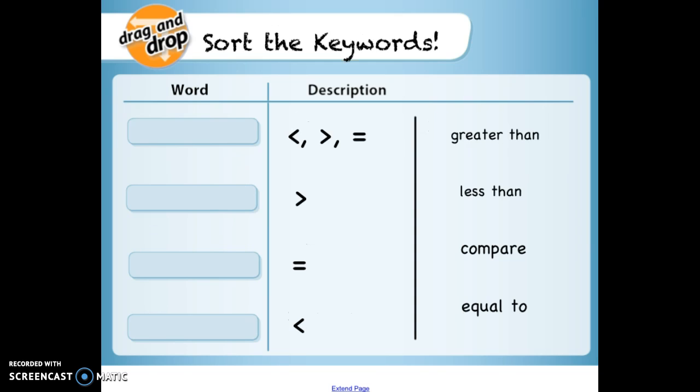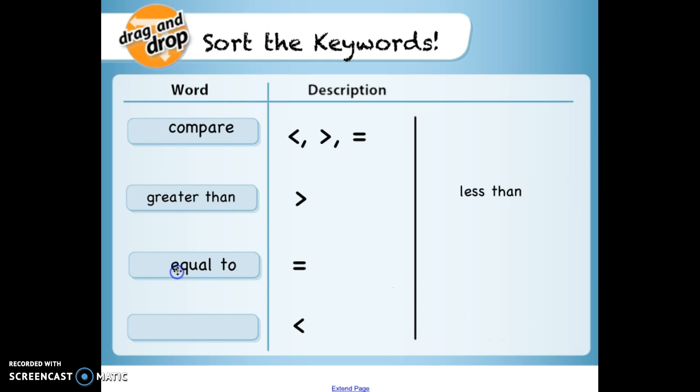Now I bet we all know these, so let's go ahead and review. These represent comparing. This is greater than, equal to, and less than.